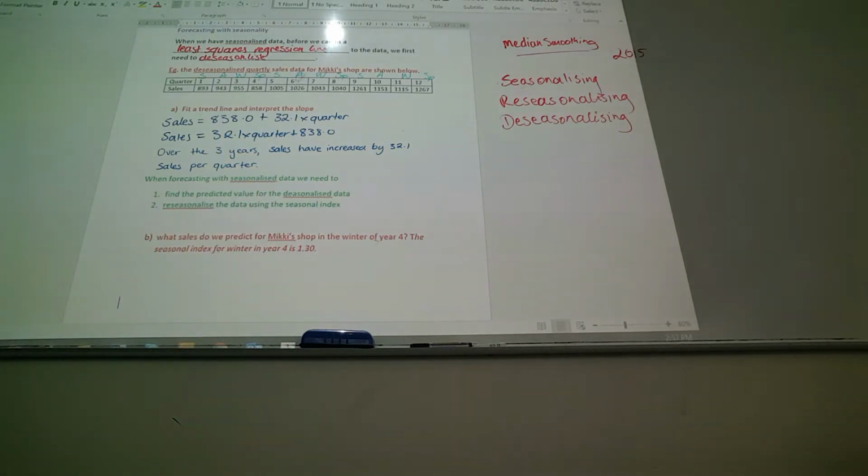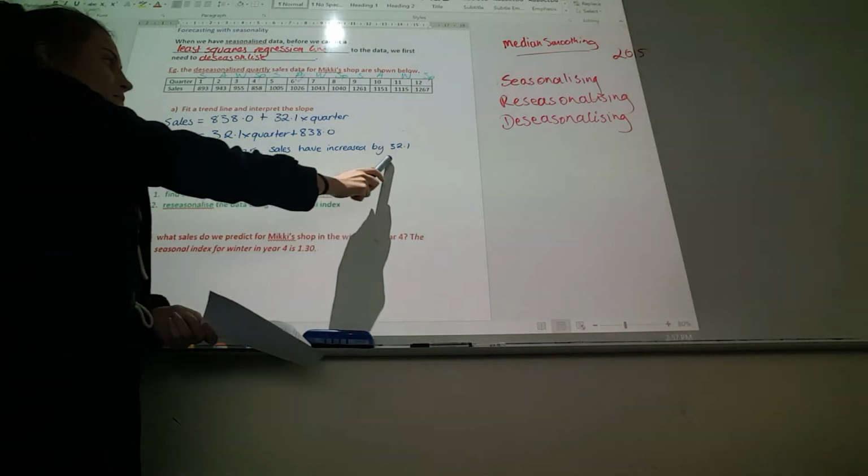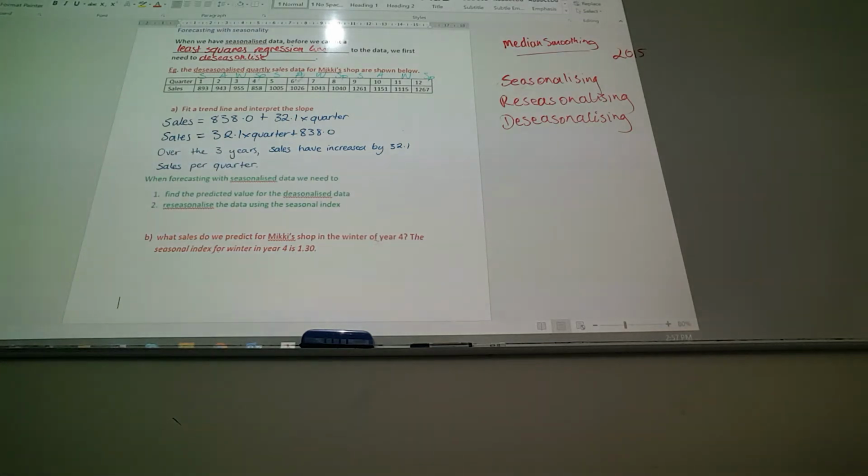Over the 3 years, sales have increased by 32.1 sales per quarter. It's really important that you say per quarter because that's what we're going up by. If you don't put in per quarter, you're saying this is how much they increase per year, which they don't, they increase per quarter. Would you say by season? You could, but because it's got quarter, I would use the language of that.